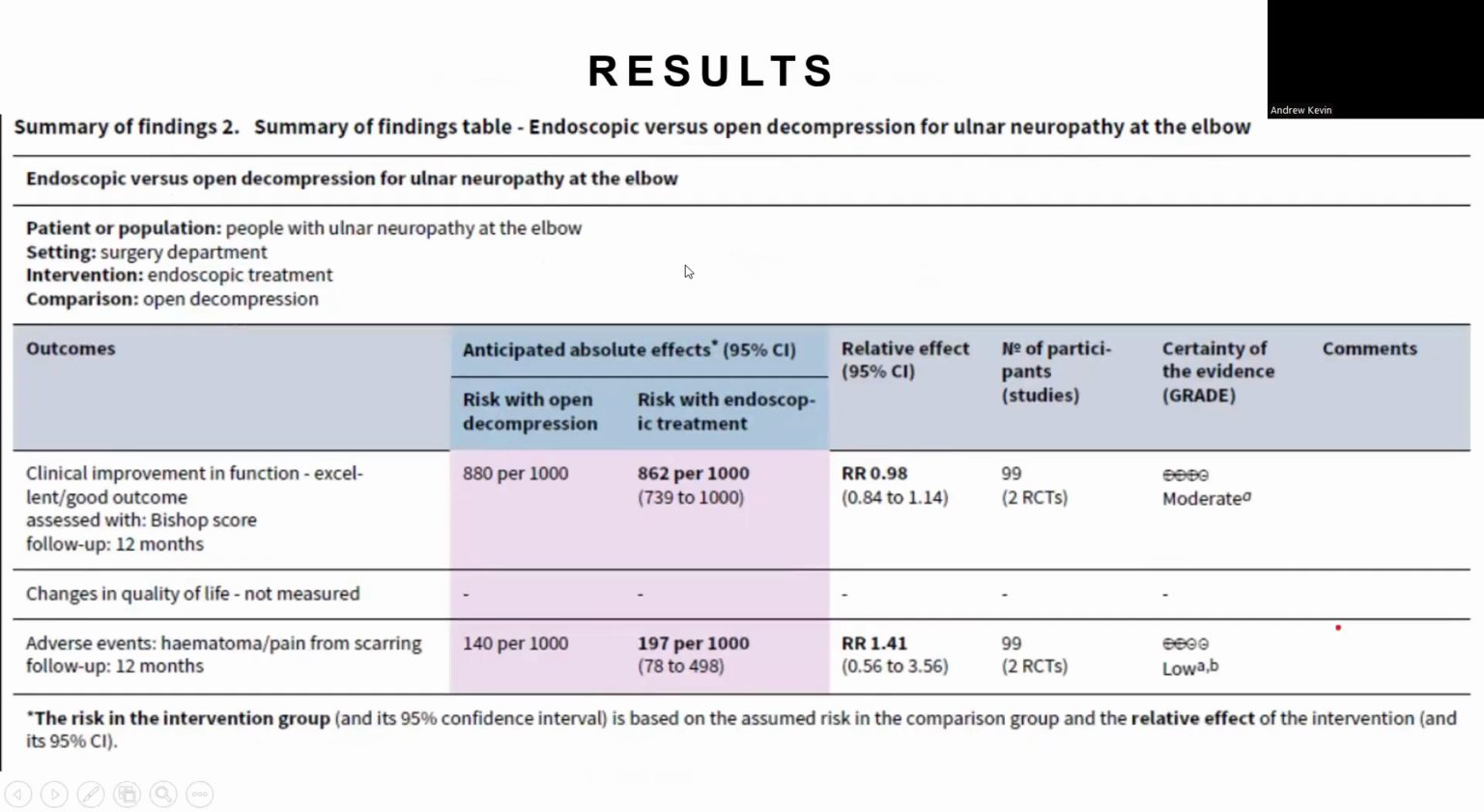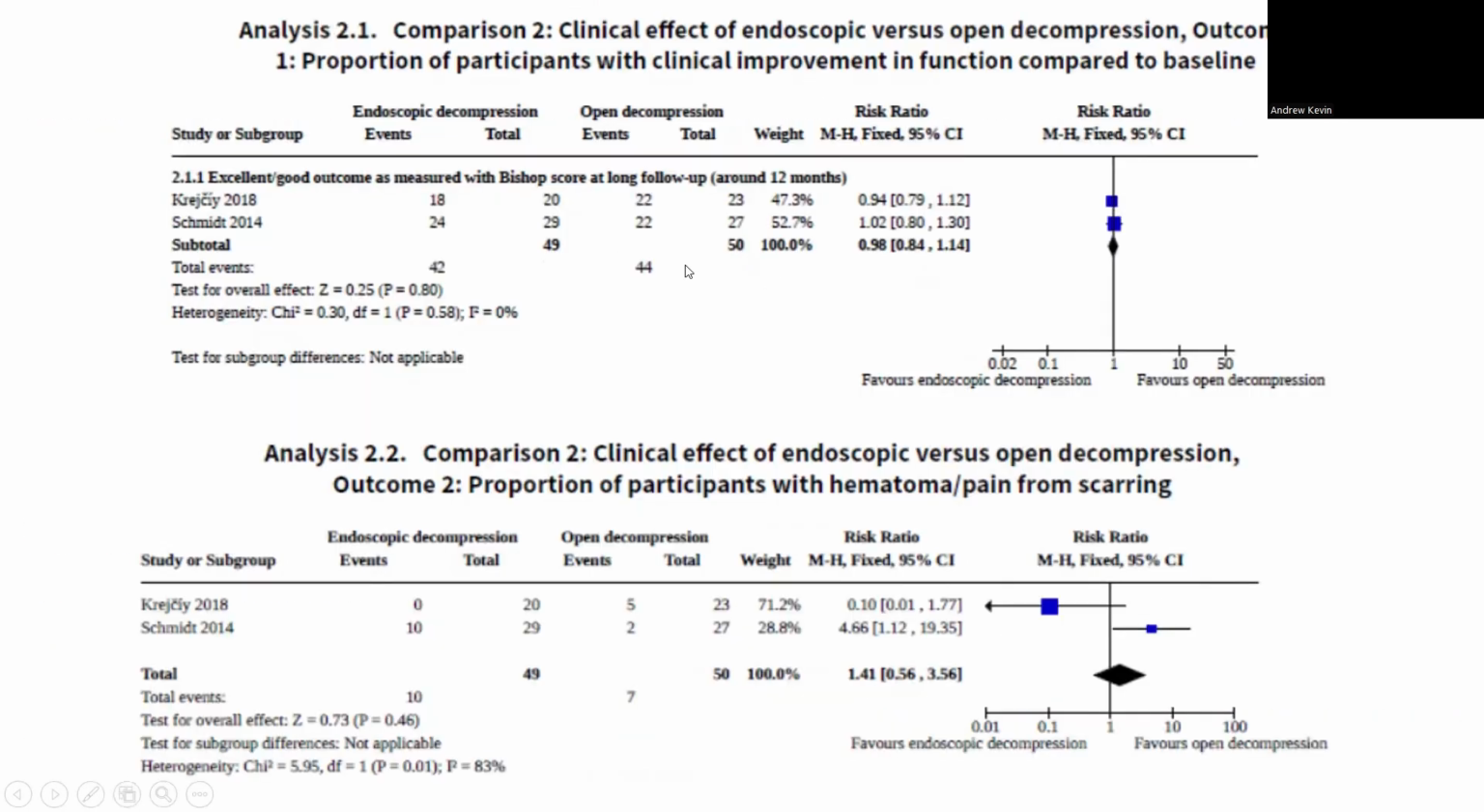The results of the study, they have looked at multiple outcomes. The 2 studies that have looked at our outcome of interest are Schmidt in 2014 and Krejci in 2018. These were the ones that were RCTs that have compared open decompression versus endoscopic decompression. The results they have given in the form of a forest plot. We can see that for both Krejci 2018 and Schmidt 2014, the relative risk lies along the line of no significance. There does not seem to be any great benefit of either open decompression versus endoscopic decompression.